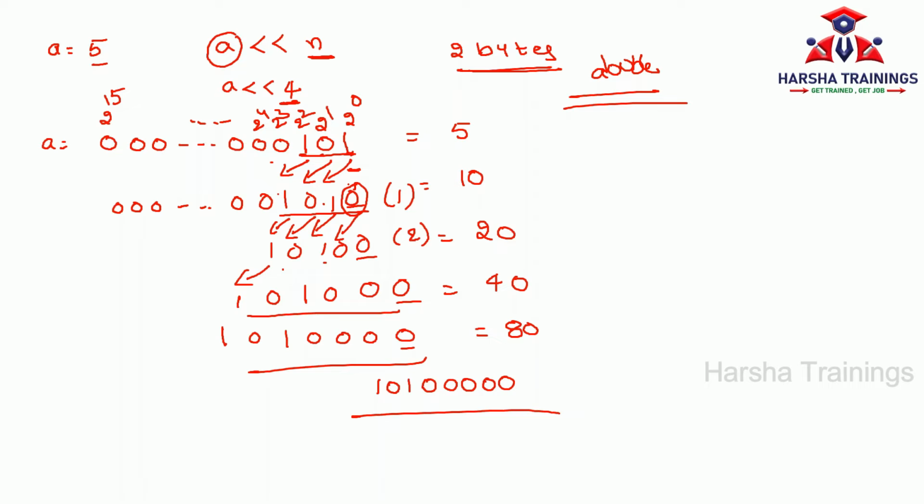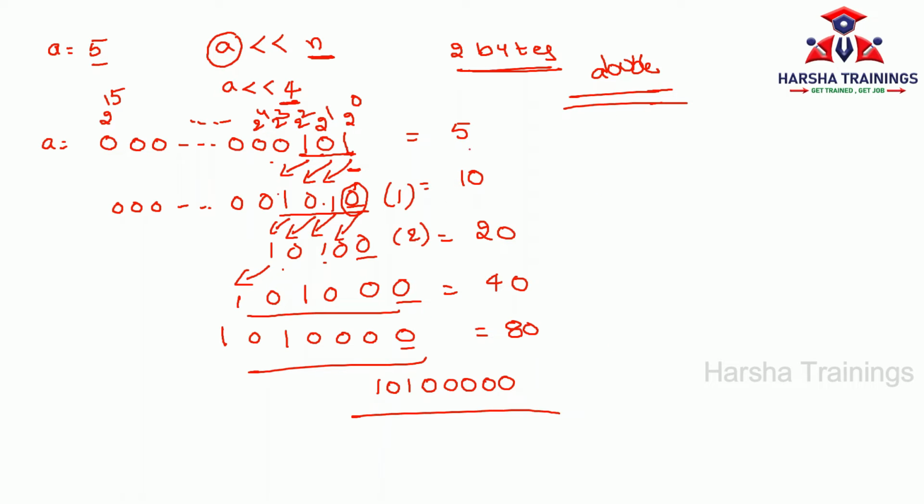Suppose in the next shift, 2 cube is moved to 2 power 4. That is, each and every time we are multiplying by 2. 2 cube, 2 power 4. What is the difference? Power 2. That is, each and every time we are moving to the left side. If you move to the left side, the value becomes increased. How much does it increase? Each and every time it is powers of 2. That is, the value becomes double.